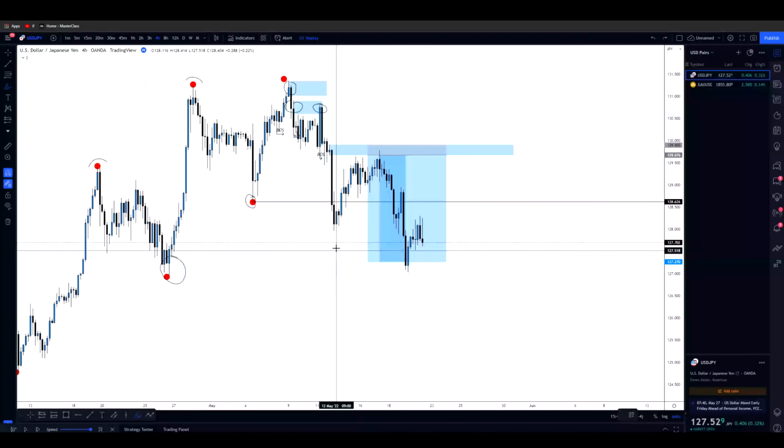And then we're just going to do the same thing. The crash started here. The macro low was printed here. The next crash started here, and the next macro low was printed here. So in order for me to be bullish again, we need to break above this high.